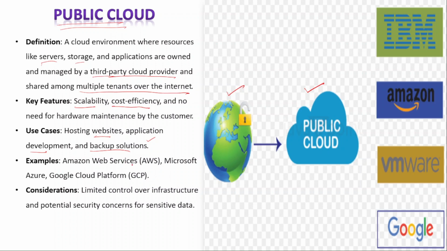Examples include Amazon Web Services, AWS, Microsoft Azure, and Google Cloud Platform, that is GCP. So these three are the most popular public cloud providers. Considerations include that the user has limited control over infrastructure and there are potential security concerns for sensitive data. Since your data is shared with multiple tenants and it is available inside the cloud, you have, of course, security concerns for your sensitive data. But nonetheless, these cloud providers have very robust and very advanced security measures.